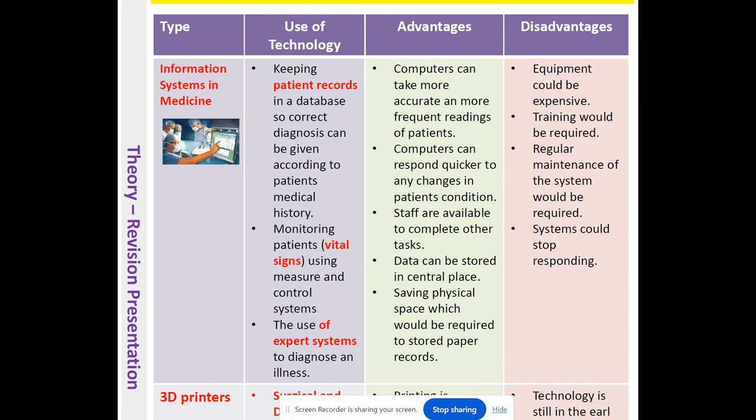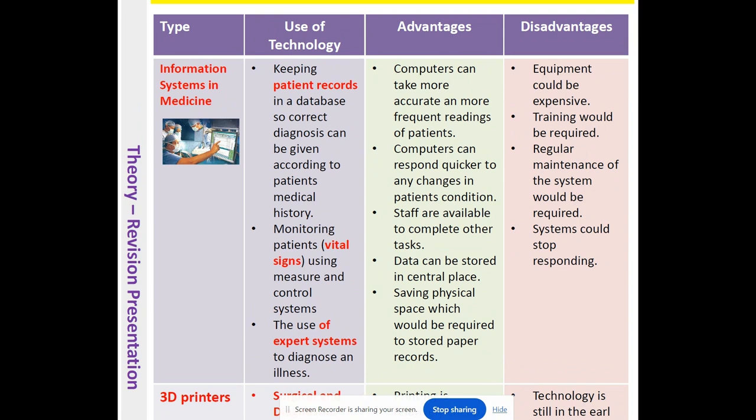We can use technology to monitor patient's vital signs using measure and control systems. So let's say doctors are operating on a patient. We can use a measure and control to monitor the patient's condition. We don't need to be watching them 24/7. And we can also use expert systems, which we'll come to, to diagnose an illness.